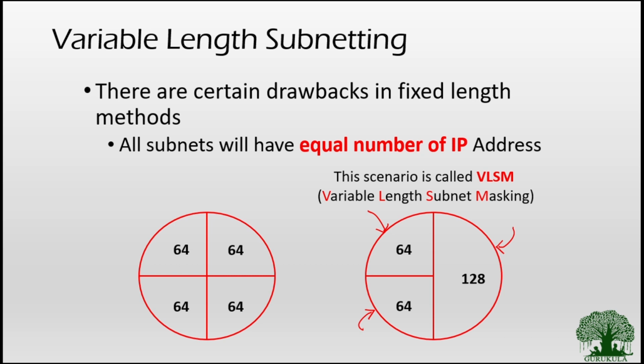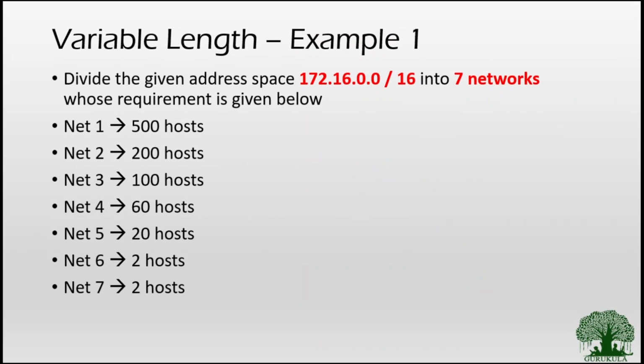Variable length subnetting is sometimes also referred to as variable length subnet masking, which is VLSM. It is also referred to as classless interdomain routing, which is also called CIDR. So classless interdomain routing is also a term used to represent variable length subnetting.